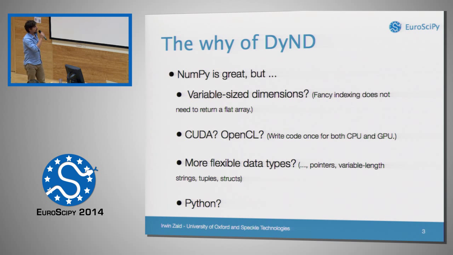We might want more flexible data types in NumPy. So for instance, we might want pointer types or variable length strings, things like tuples and structs. I know there is some form of that in NumPy right now, but it's not quite the same. And also, we don't necessarily want to be bound to Python. Python's a wonderful language, but at this conference, there's been lots of talk about Julia. Why do we want to restrict ourselves completely to Python? Why not have something which can be bound to different languages, like an object written in C++?